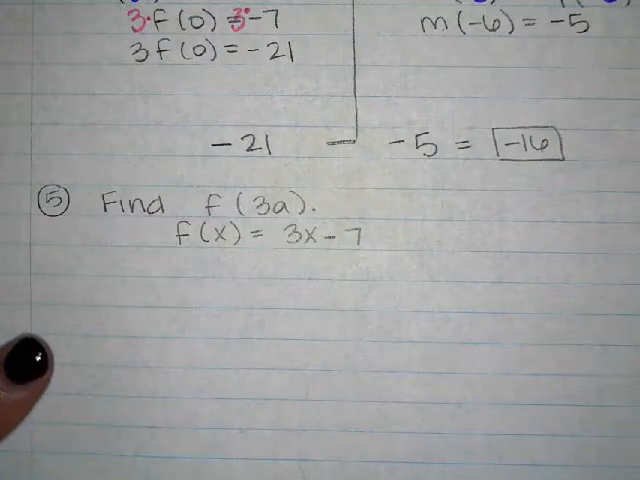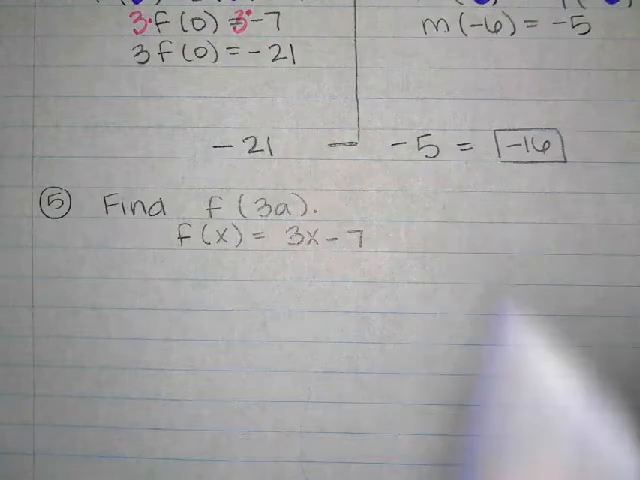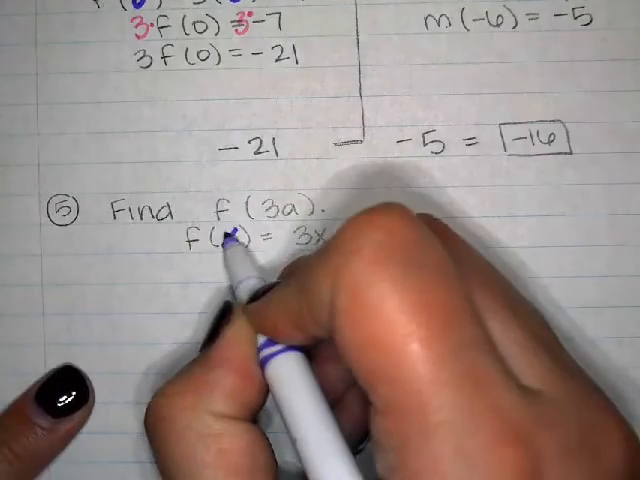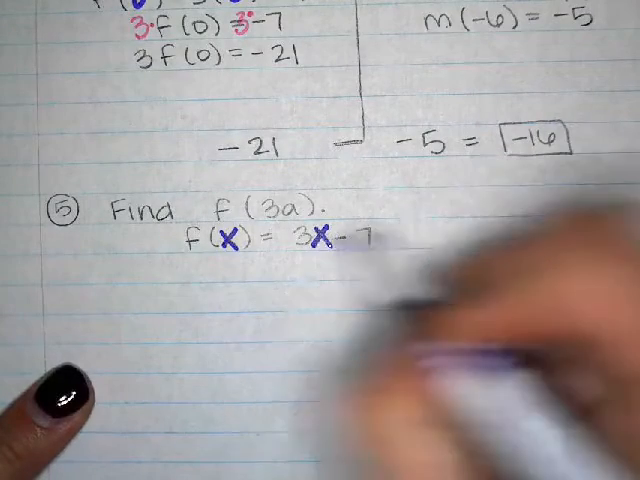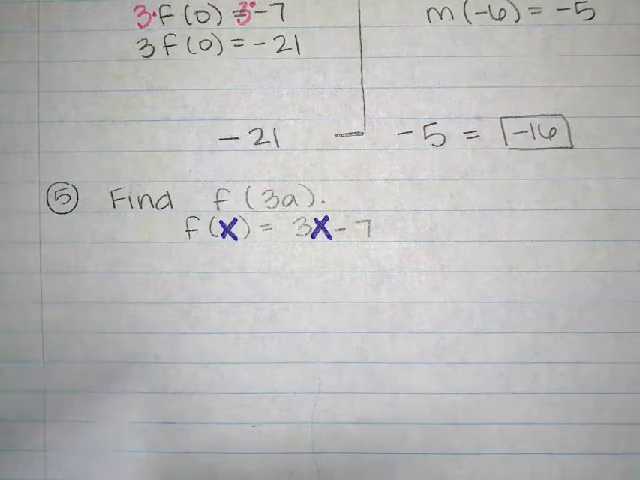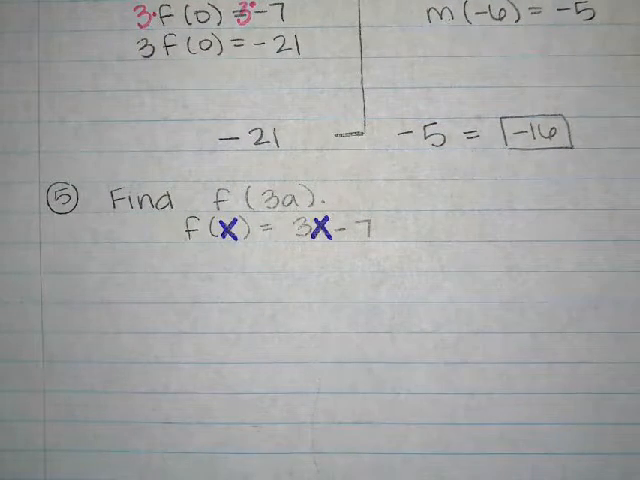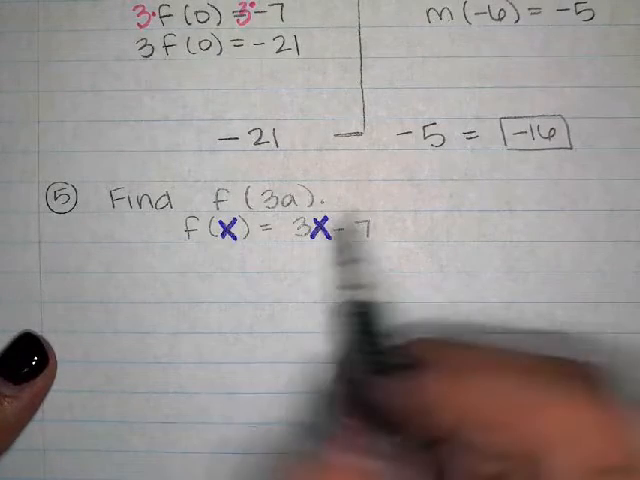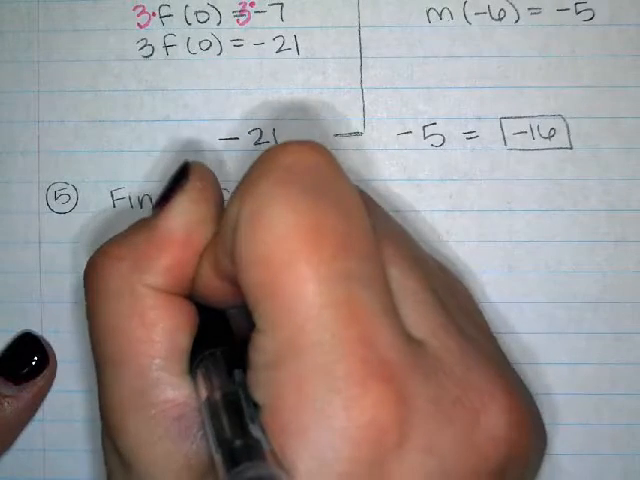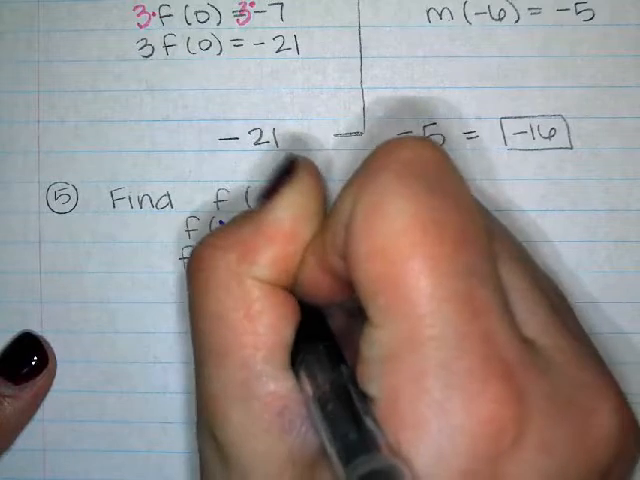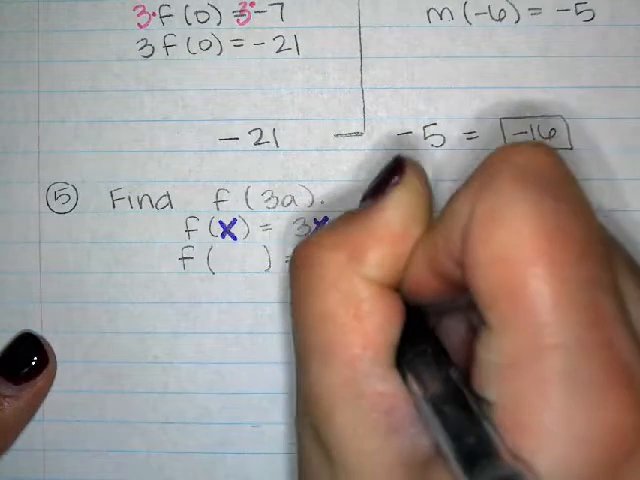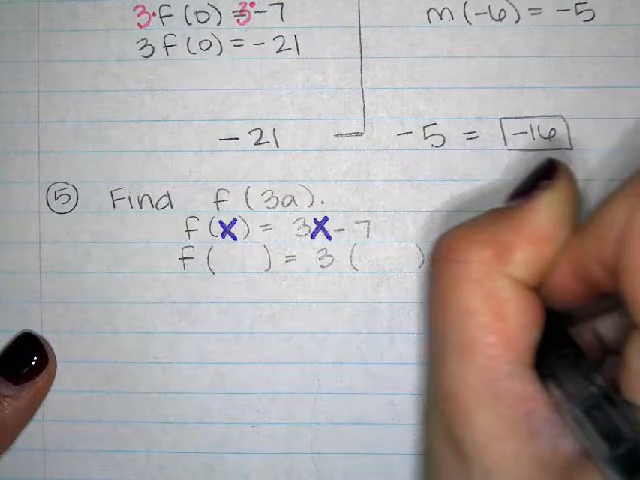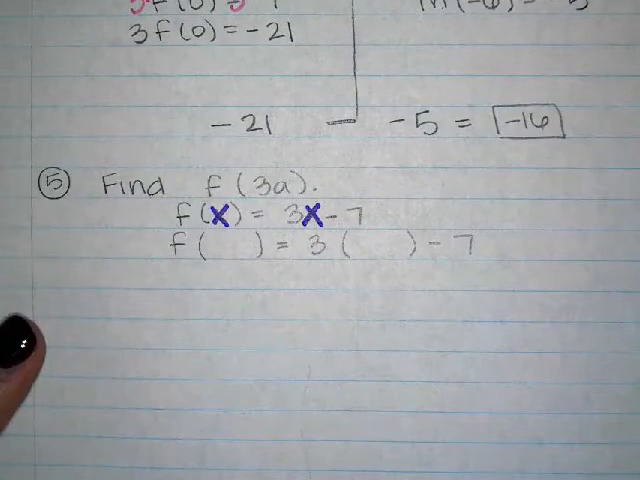Okay, and so I'm going to take my color out. The places where the x's are, here and here. And so now I'm going to rewrite the problem, just leaving blank spaces where the x's are, because I know that I'm plugging something in for the x.